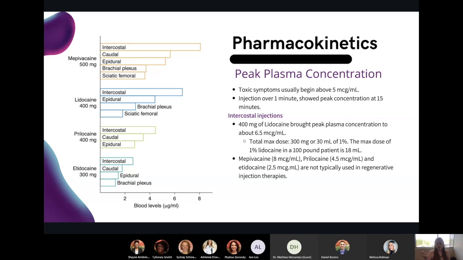Just as a note, you usually begin to see toxic symptoms when blood concentrations reach about 5 micrograms per milliliter. Remember, the total max dose for 1% lidocaine is 300 milligrams, or 30 cc's of 1% lidocaine. According to this, it seems that you would need to inject around the maximum dose in the periphery to possibly see toxic symptoms. As you can see here, the peak plasma concentration does vary based on the location of the injection and the type of local anesthetic used.